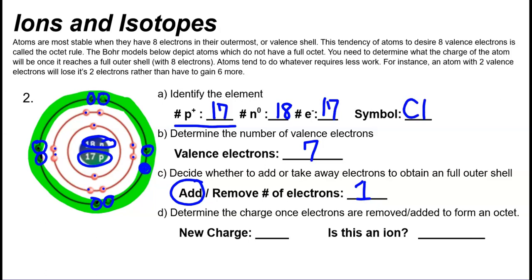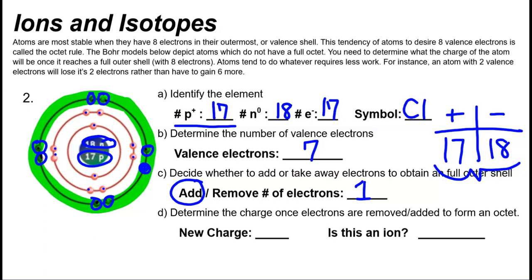Now when we add 1 electron, we need to determine whether or not we have a charge and what that charge will be. So we started out with some protons and some electrons. We started out with 17 protons and 17 electrons, but we added 1 more electron. So now we have 18 electrons, which gives us an excess of negative charges, 1 extra negative charge. So we have an extra -1. So that is our charge, -1. And is this an ion? Yes, because it has a charge.